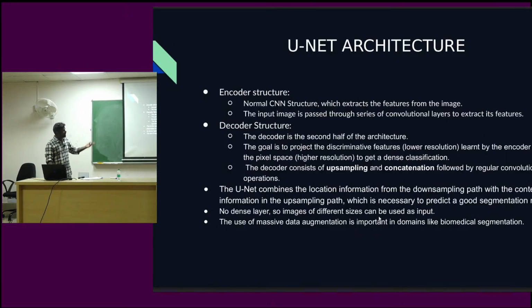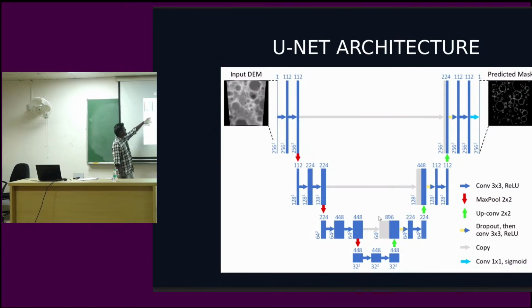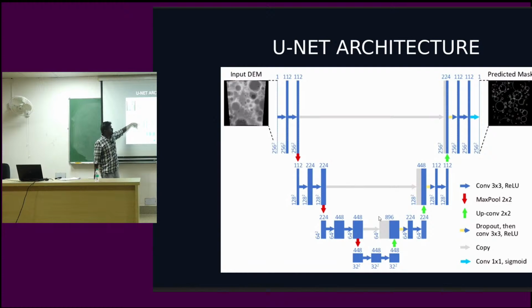So this is about the U-Net architecture. This is actually the generator. This generator is basically the U-Net architecture, right? So it has an encoder and decoder.